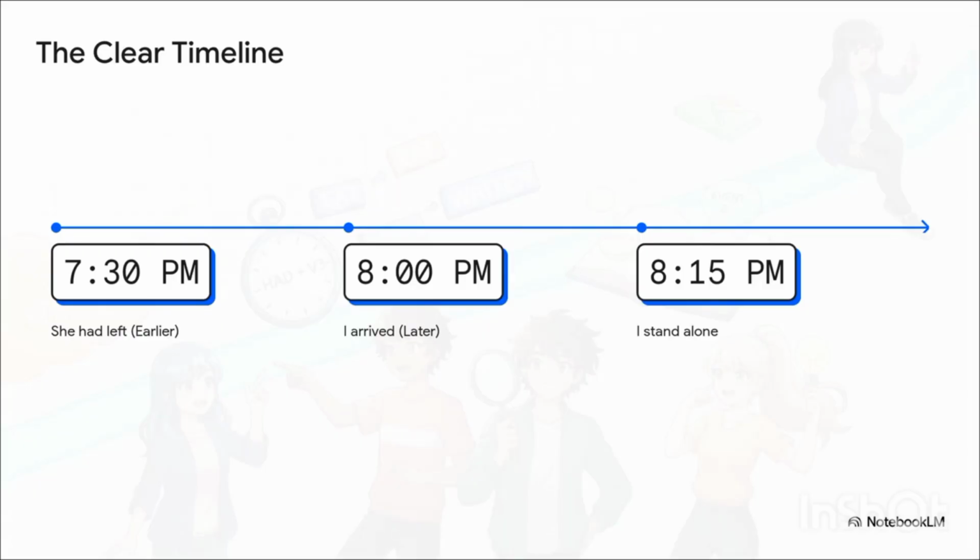Now, what's really interesting here is how instantly the timeline snaps into focus once we apply that had plus V3 formula to the earlier action. Imagine the timeline. At 7:30 p.m., she had left, right? That's our earlier past. Then later at 8 p.m., I arrived, too late. The order is absolute, cause and effect are totally established, and there is absolutely zero confusion about what went down.